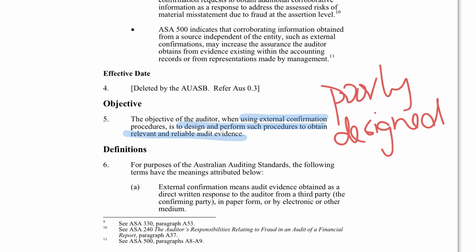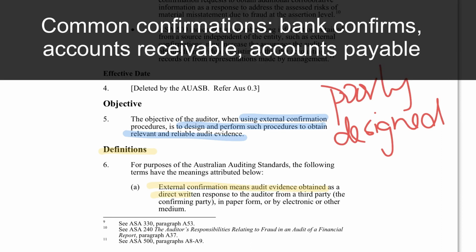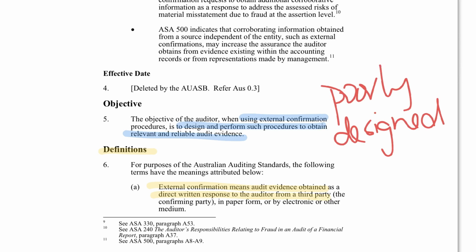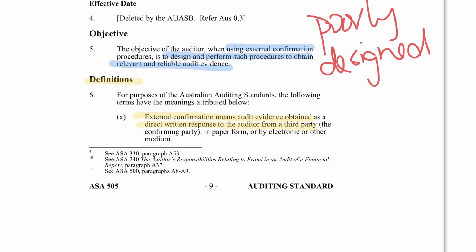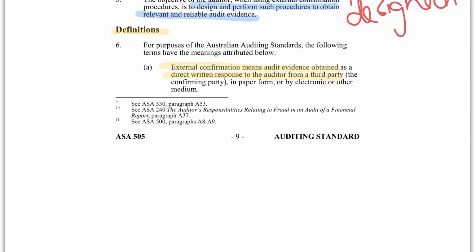So let's look at the definitions to make sure we're all on the same page here. So an external confirmation is evidence obtained by us as a written response to the auditor from a third party, and it can be in a number of different formats. So what this really means is that what the auditor does, let's draw our little auditor there.